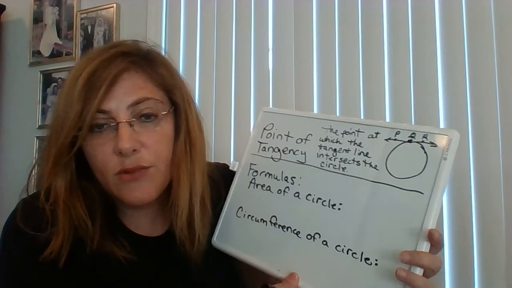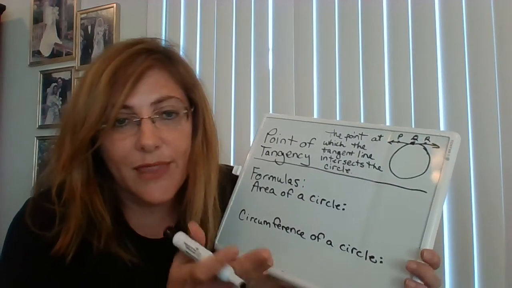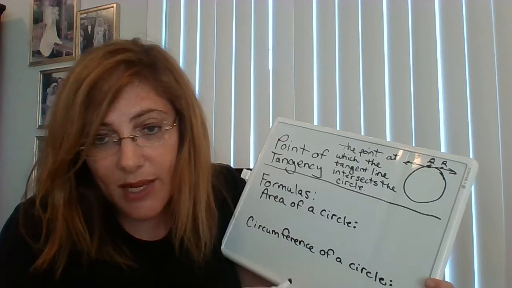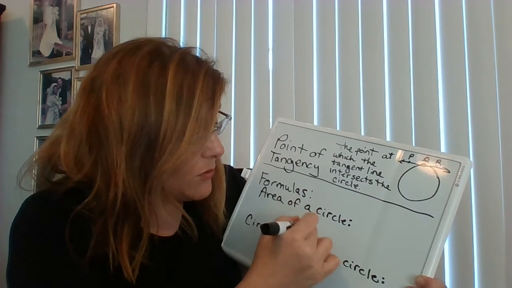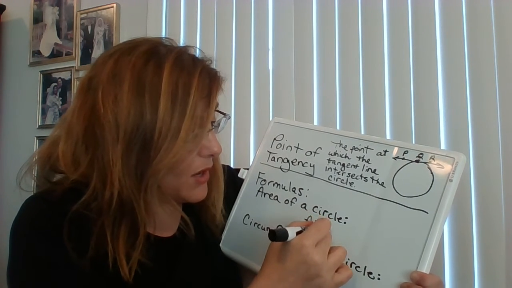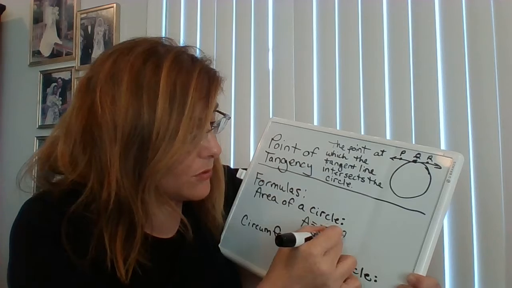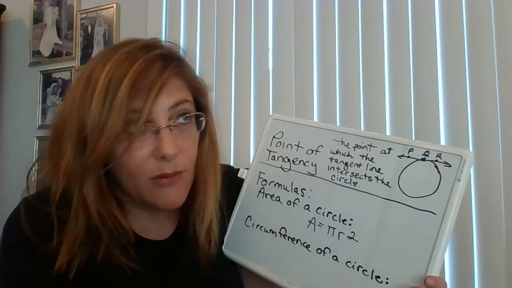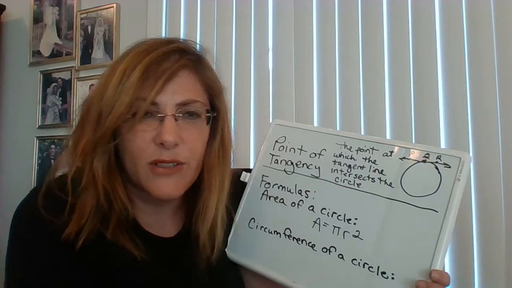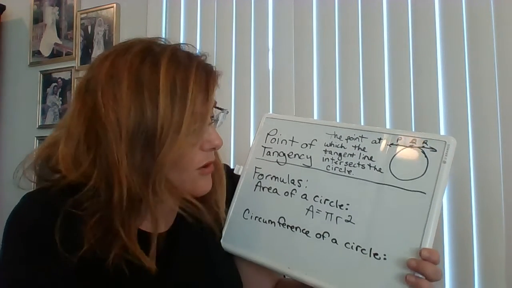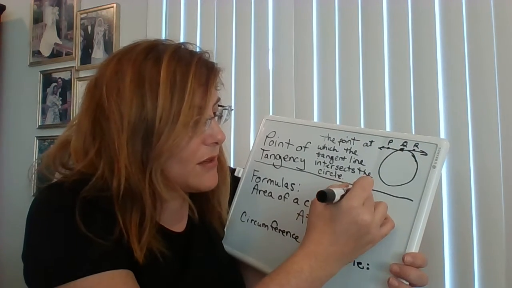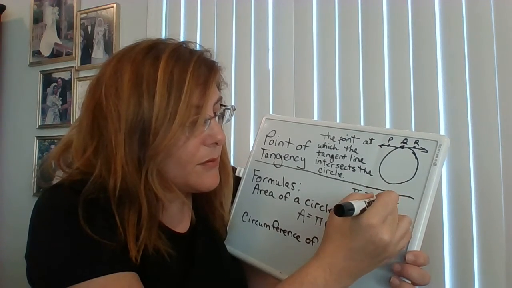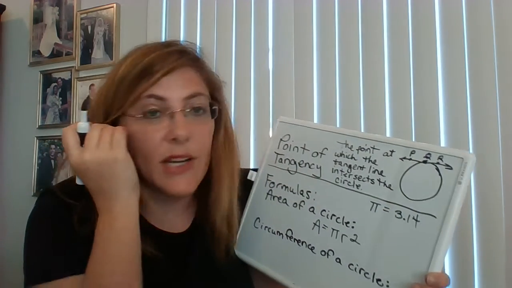Now, we need to know some formulas because we're going to be working with them this week. And those formulas are area of a circle. Many of you may know this. Area of a circle, which I'm going to write as A, is pi r squared. Now, you can either use pi if your calculators have pi, which is something like 3.14159 something or other, or you can just type in 3.14 because that is what pi rounds to.